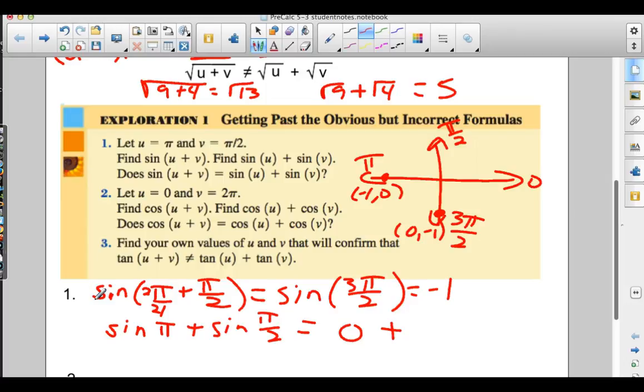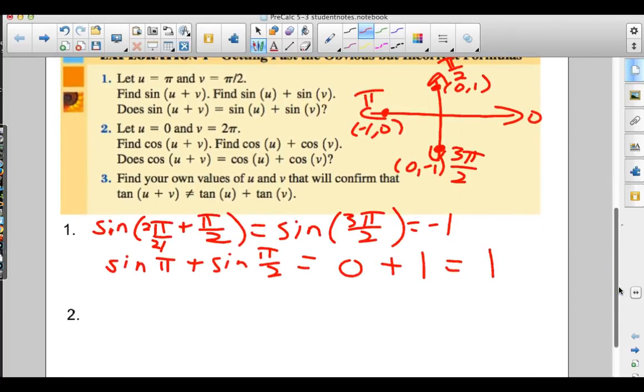The sine of pi over 2 is 1. Remember, it's always cosine, comma, sine as an ordered pair. And 0 plus 1 equals positive 1. So the sine of (u plus v), grouped together, does not equal the sine of u individually plus the sine of v.